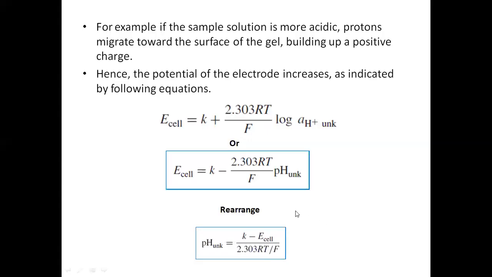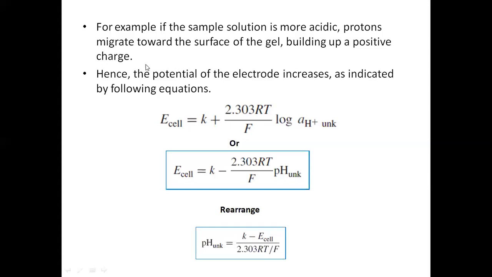Now here it is. For example, if we take a sample solution which is more acidic, it has more protons in it, more hydrogen ions in it. So if there are more hydrogen ions in our sample solution, the hydrogen ions will migrate towards the glass surface, or we can say the surface of the gel.